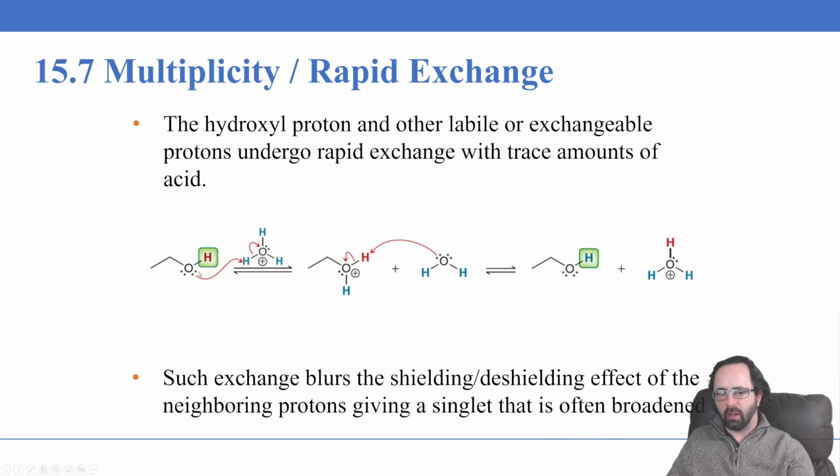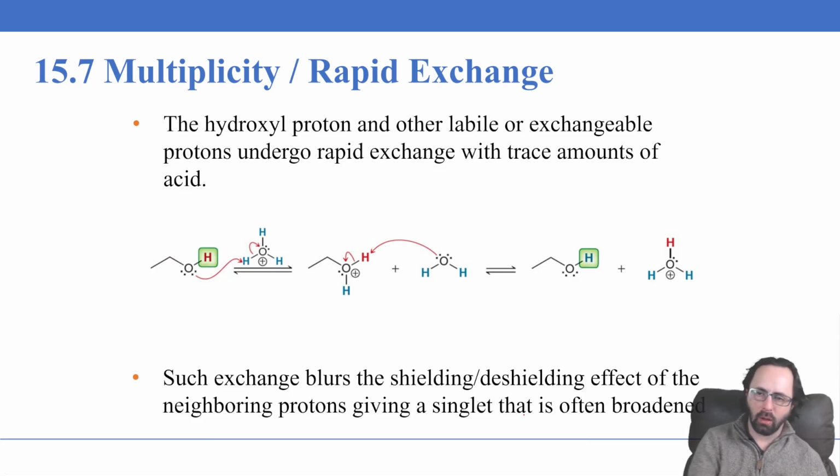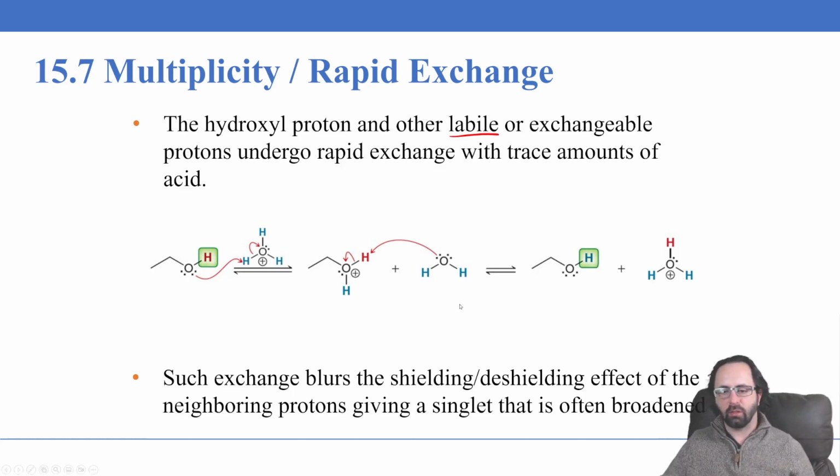And so what you see here is, for example, this oxygen can be protonated. If there's the tiniest bit of acid, it will do a proton transfer, and then a water can come by and remove it. And so we have this constant interchange of protons going on. What that means is that this proton does not split the neighboring protons because it's not always there. It's constantly being moved around. We say that these protons attached to the oxygen are labile or exchangeable.